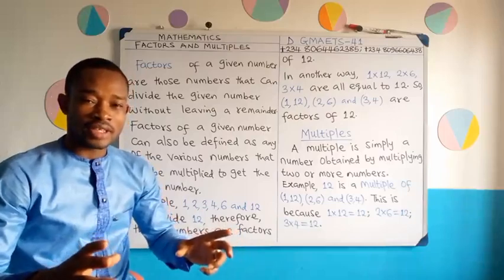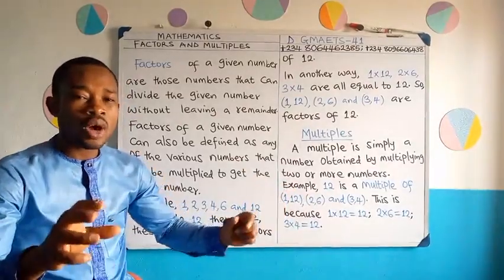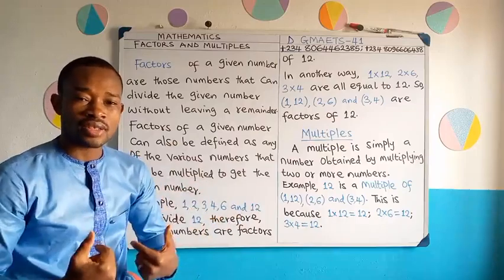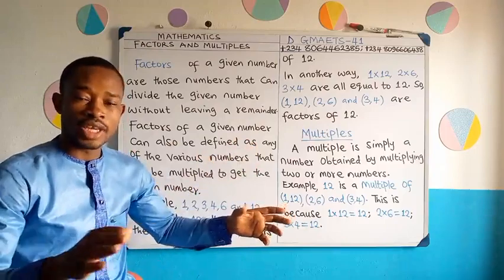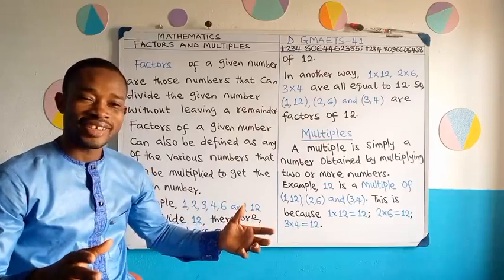Now what do we mean by that? Let us assume that I give you the number 10, and I ask you, what are the factors of 10? All you should do is to ask yourself, which numbers can divide 10 and there will be no remainder? Which numbers can divide 10 completely?